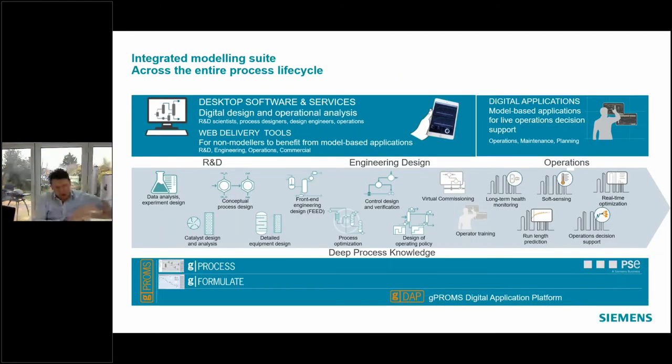When I talk about the life cycle, I'm just throwing this slide up to contextualize it. When we talk about PSE, we talk right from R&D through engineering through to operations. And you probably know a lot of desktop software by the likes of Aspen and maybe some of our other competitors. But what we are delivering is taking those models that are used to optimize conceptual design, front-end feed study, and the optimization processes during engineering design, and using them in what we call digital applications for real-time intervention. So adding benefits like real-time optimization, decision support, run-length prediction, catalyst optimization, soft sensing, the whole host of things, to mention just a few.